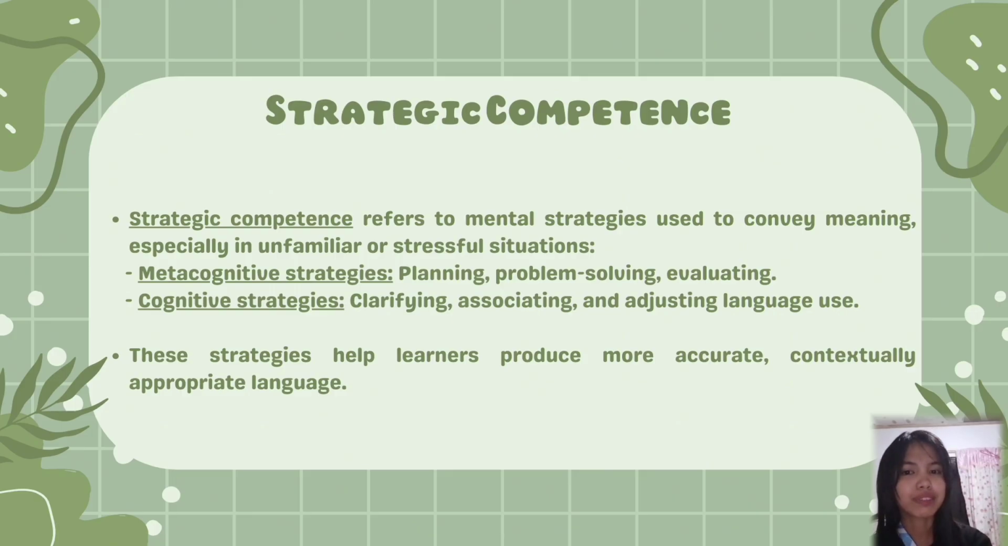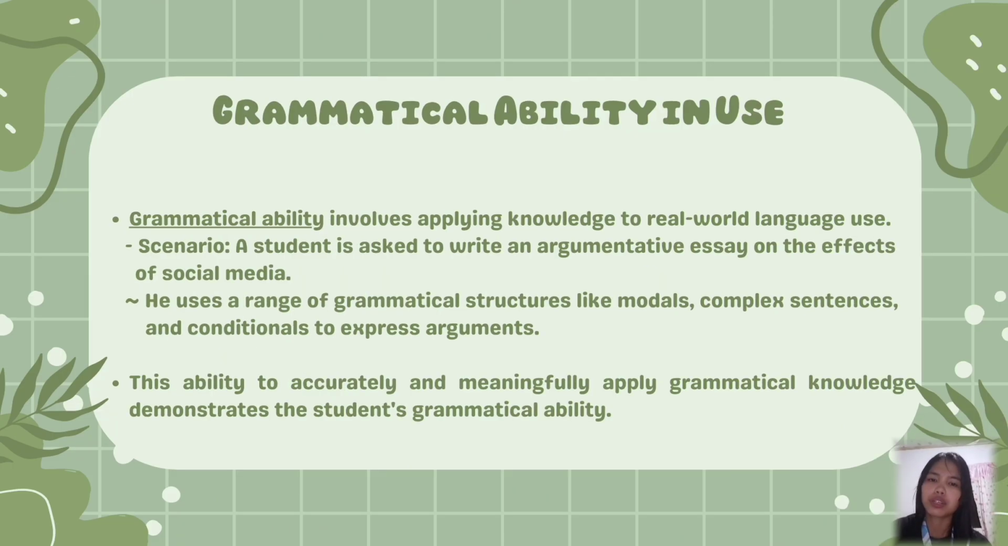The metacognitive strategies are about thinking about grammar while planning or checking, while the cognitive strategies are about adjusting speech or simplifying grammar when unsure. For example, saying "the thing you use to open a can" when you forget the word "can opener." Grammatical ability in use.